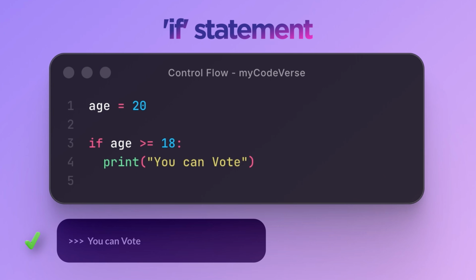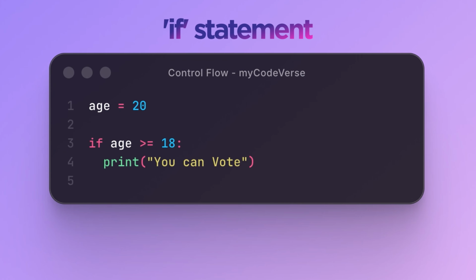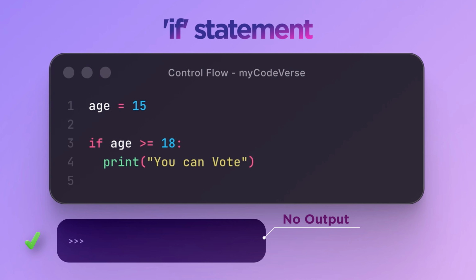Age is 20, condition is true. So Python says, okay, I'll print it. Now I'm changing the age to 15. Python reads this again and asks, is 15 greater than or equal to 18? No. Nothing printed. That doesn't mean the code failed. It means the condition was false. When an if condition is false, Python simply skips the block. It doesn't complain, it doesn't warn you, it just moves on.